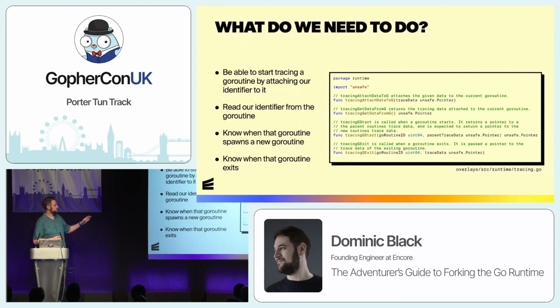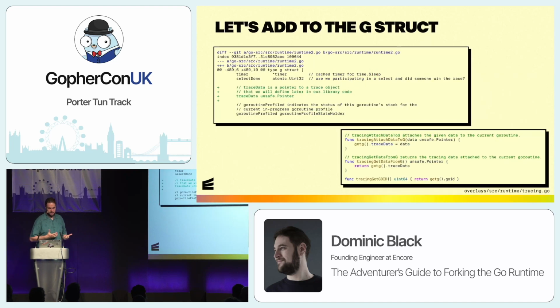So on the right here, I have 4 function prototypes, where you notice there are no bodies. These 4 function prototypes basically implement what we want to know and what we want to be able to do. And you'll notice that we've put this in our overlays folder, so it just gets copied into the runtime for us. Then we want to patch the g struct and add our trace data directly into the g struct. And then we can implement the body of the attach and read functions by calling getg, which always returns the current Go routine's g struct, and just read the variable and write the variable. Finally, you'll see I've added a simple helper function to get the Go routine ID, and you'll see why we use this later.